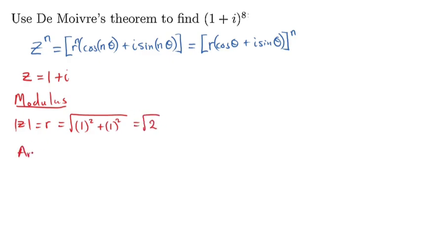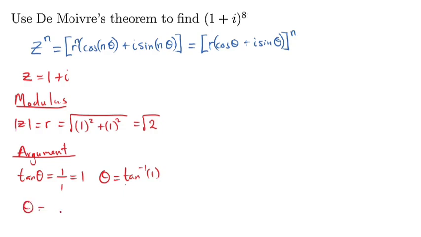Then to find the argument, which is our theta, we're going to say tan θ is equal to, so the imaginary part is 1 and the real part is also 1, so this just gives us 1. This means that θ is equal to tan inverse of 1. Now the tan inverse of 1 is 45 degrees or π/4. So this means that the argument of z is simply π/4 or 45 degrees.